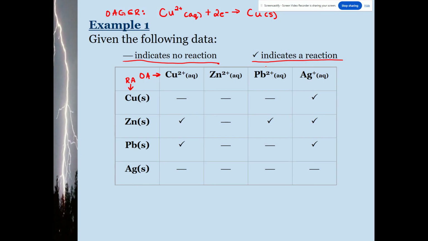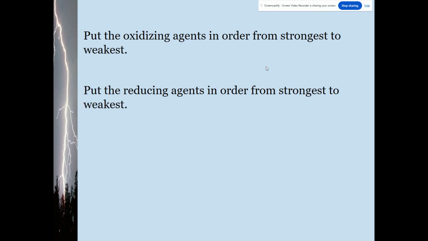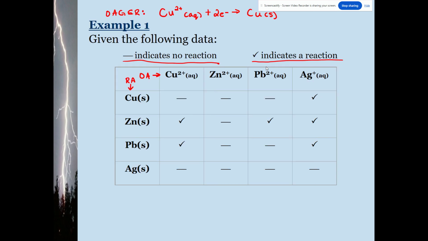So based on that, if we're asked to order these from strongest to weakest, or of course you could be asked to order them from weakest to strongest, you're basically looking at how many checks, how many spontaneous reactions that species has. So let's look at the question. Put the oxidizing agents in order from strongest to weakest. So if I go back, my oxidizing agents again are the ions. The one that reacts the most is the silver. It reacts with everything except itself. Okay, so that means silver ions are the strongest oxidizing agent.